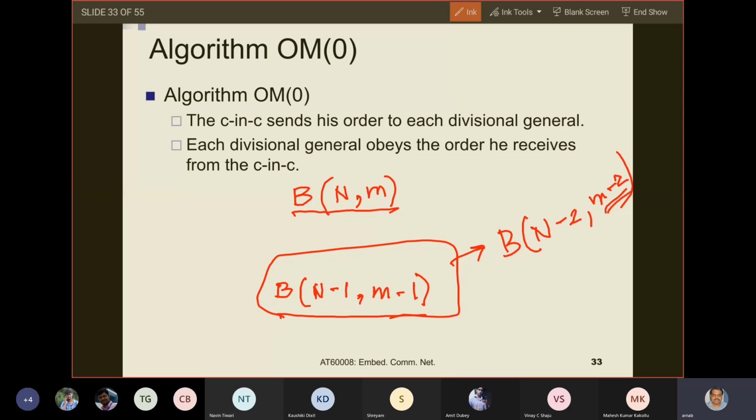And what does n-2 mean? n-2 means this message will be passed.